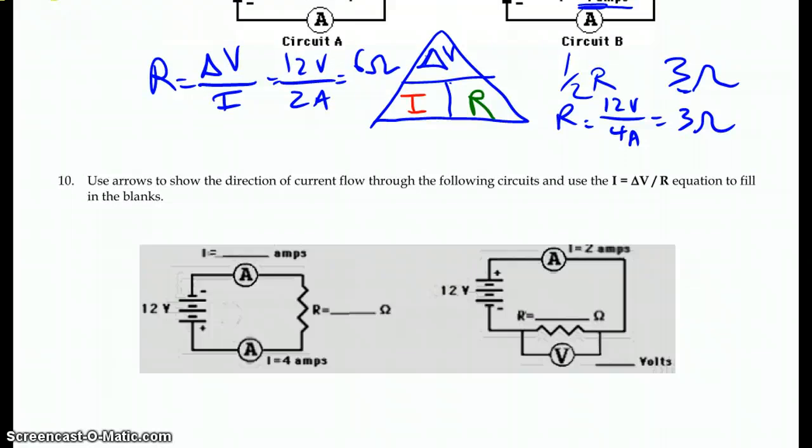Okay, number 10, we're going to use an arrow to show the current direction in both of these circuits, and we're also going to calculate or fill in the blanks. So this might be a little more difficult than the last one, but we'll see what we can do.